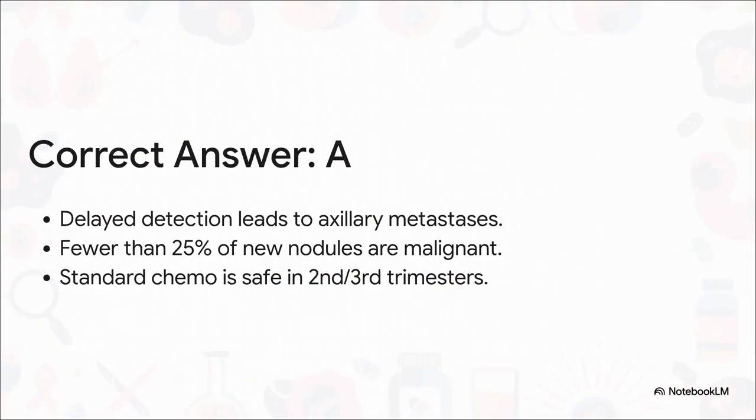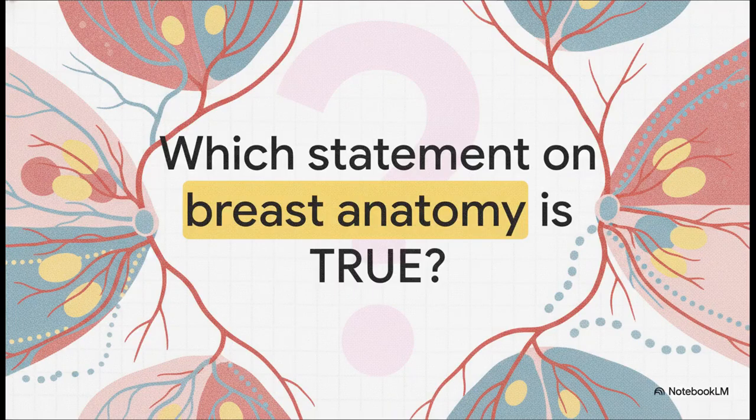The correct, albeit tough, reality is A. This is a massive clinical challenge because normal gestational engorgement of the breast tissue can hide things. Delayed detection is super common. This means breast cancer during pregnancy often presents at a much more advanced stage. So you see axillary lymph node metastases in up to 75% of these women. Luckily, fewer than 25% of new nodules that pop up during pregnancy are actually malignant. For your exam pearl, standard chemotherapy regimens are totally contraindicated in the first trimester, but they're considered safe during the second and third trimesters. Question 11.